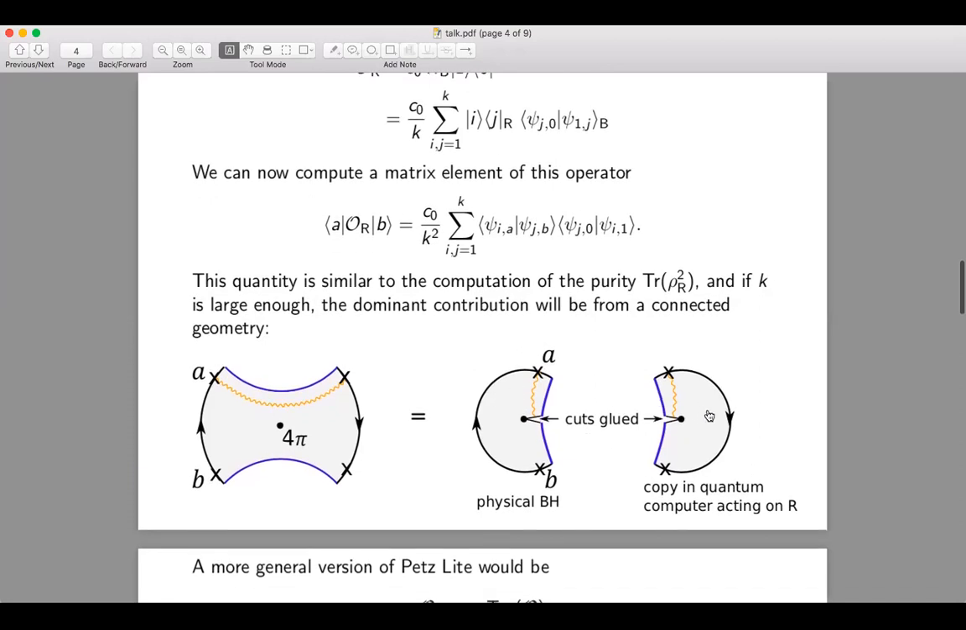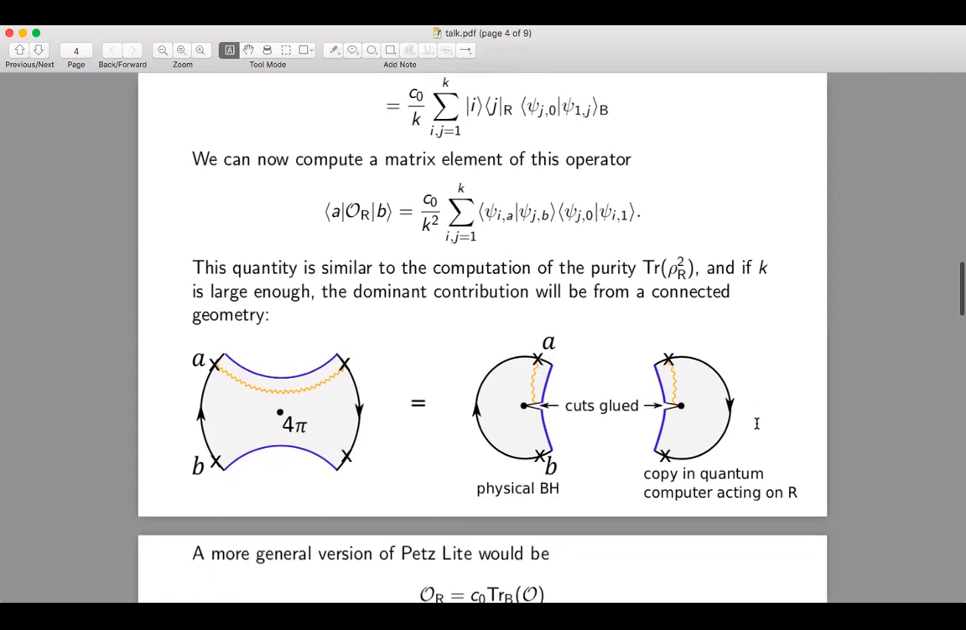And that connection, that wormhole connection, acts as precisely a creation operator behind the horizon. If you think about this physical black hole here, what we've done to attach the wormholes, we've cut behind the horizon, and we've inserted this geometry here, where the particle propagates from the boundary of the fictitious copy in the quantum computer to the region behind the horizon, and then it comes out in the physical black hole. So the wormhole that connects the physical black hole to the quantum computer effectively acts as a creation operator behind the horizon of the physical black hole.